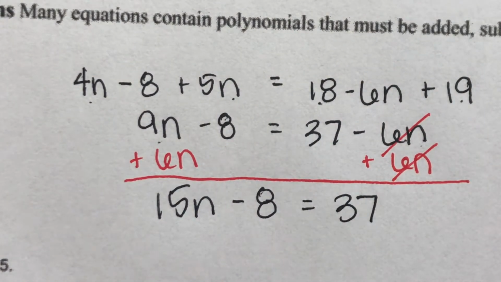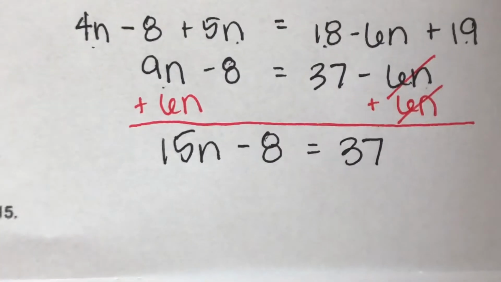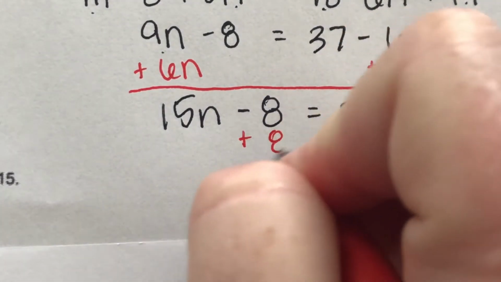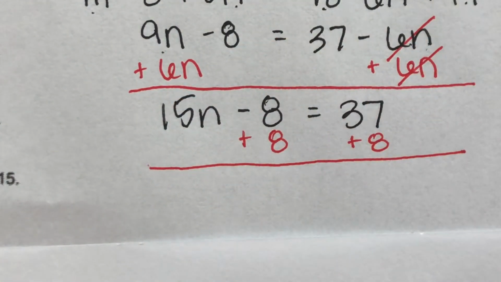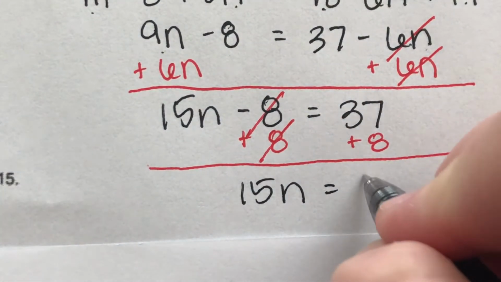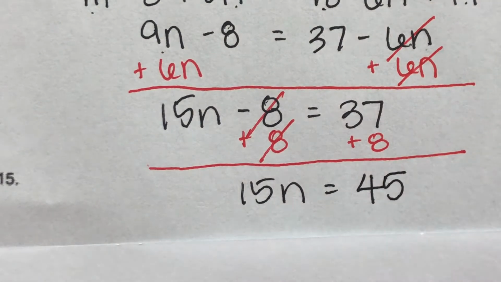And I want to get n by itself, so I need to get rid of that minus 8. So I'm going to add 8. And I got to do the same thing on the other side of the equation. So these cancel, and I'm left with 15n on the left, and 37 plus 8 is 45 on the right.